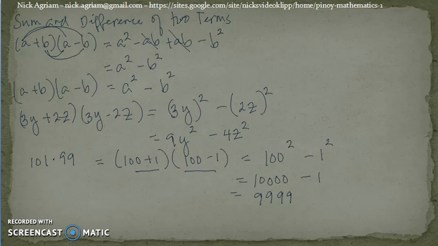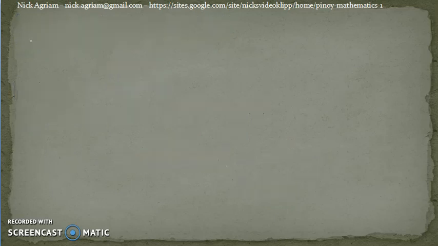I will give more examples. For example, 5e plus 2, and then we have 5e minus 2. And we have 25, 5 times 5 is 25, e squared. And then we have minus 4.